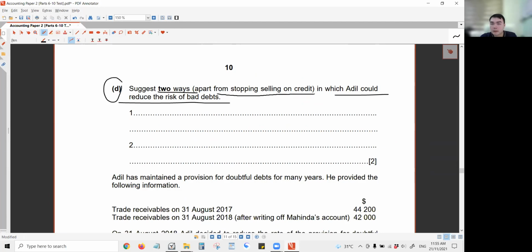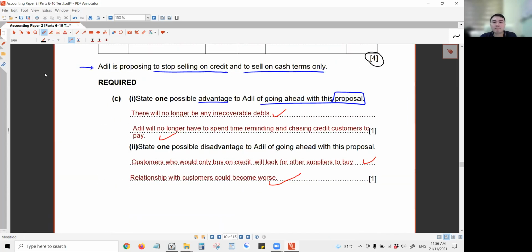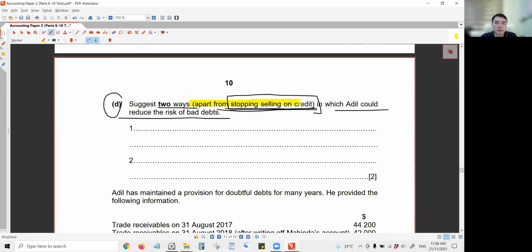Apart from stopping selling on credit, that means you cannot write this. You cannot write this, okay? If you write this, it's kind of like you are copying their answers. Okay, this is their idea. This is the idea given by the examiner. So they don't want you to write this. They want you to write something else. Okay, so you cannot write this.